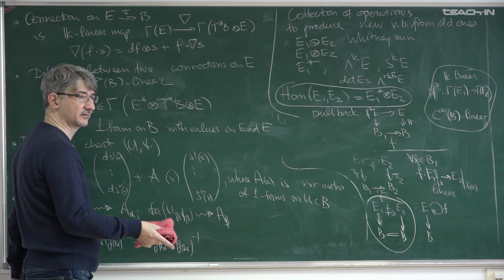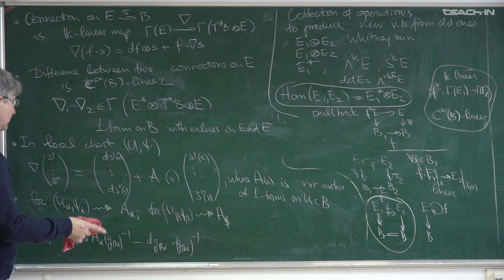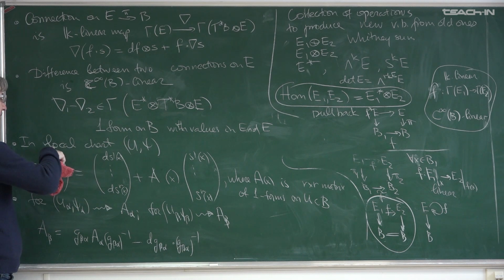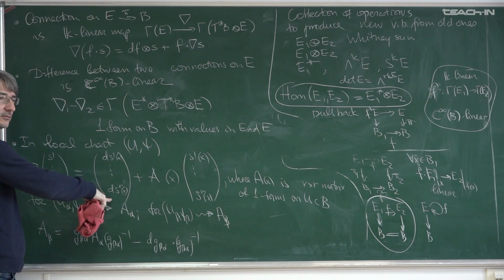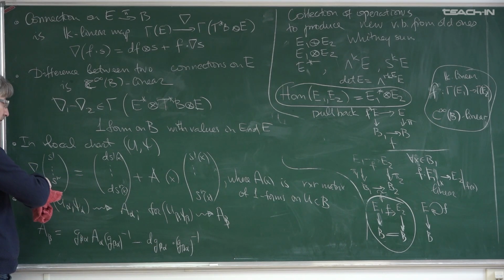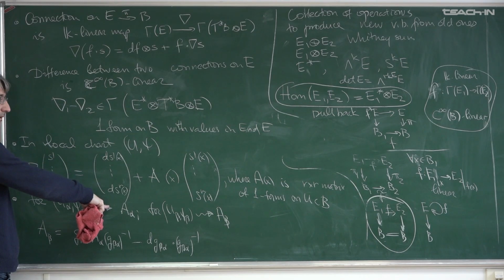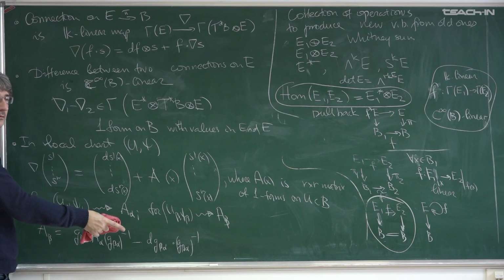That's correct. Okay. Look here. This is an example of a connection if you look at local charts. So if I take an arbitrary connection and subtract this one, then I should obtain a linear operator.